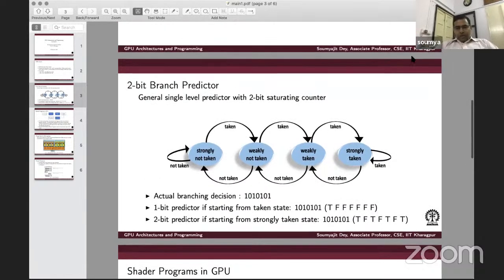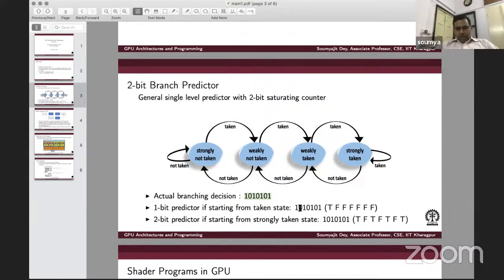Just to clarify, suppose I am moving through this kind of actual sequence of branch decisions. I should be taking the branch, then I should ideally not take the branch, and so on and so forth. Let's say these are the actual branch decisions which should be happening, and I'm trying to predict them. If I consider a 1-bit predictor, and let's say it starts from the taken state, that means first it should take the branch, right?